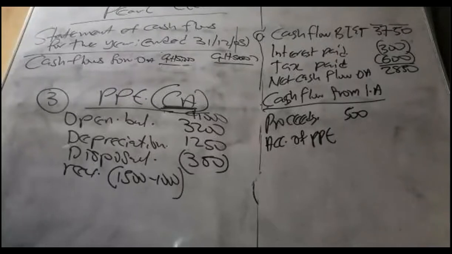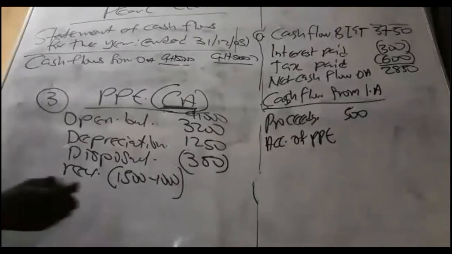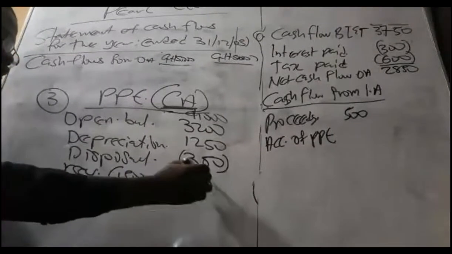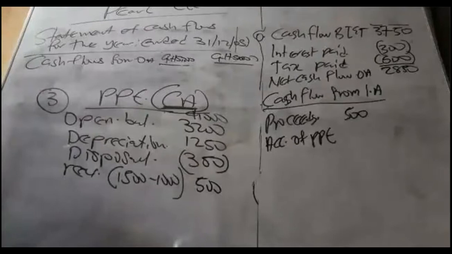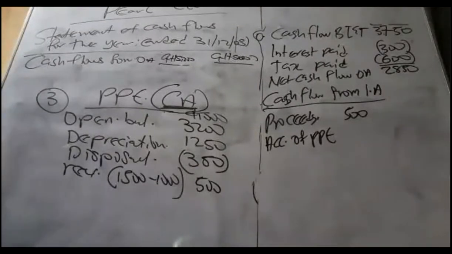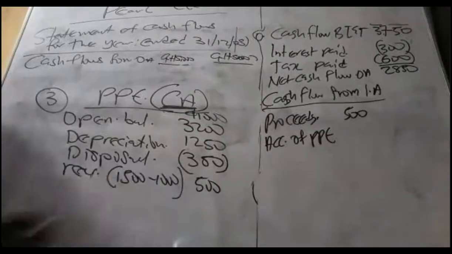And throw the final answer in. Final answer like 500? No, don't do that. Perform this calculation for us. 1, 2, 3. So 3 ticks for you.